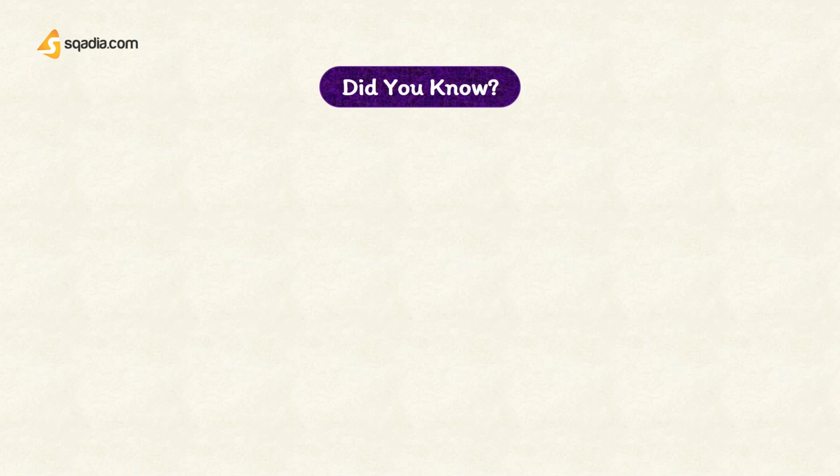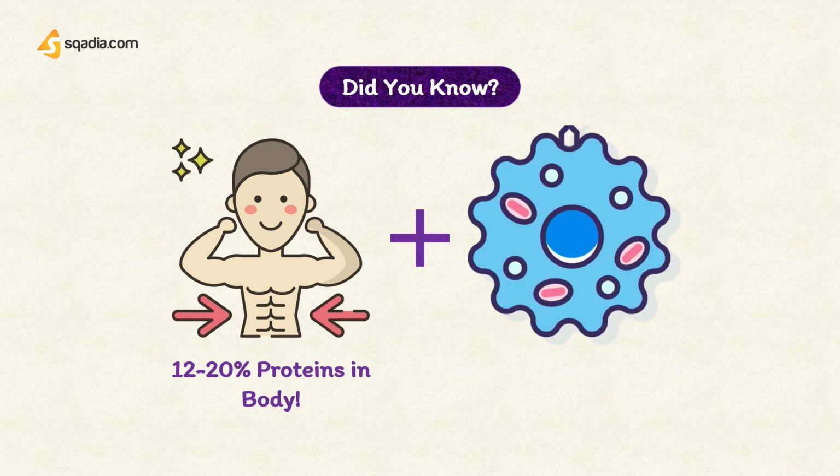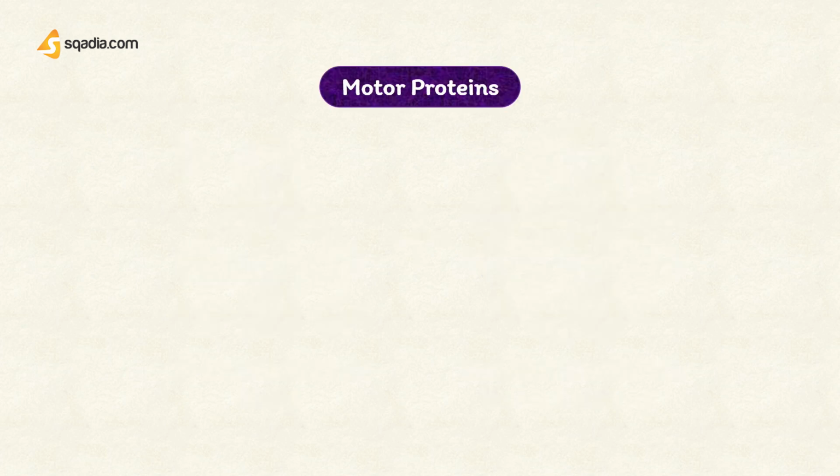Did you know that 12 to 20% of the protein in our body is not just restricted to building body mass, but is also used as a cargo service to transport various structures here and there? You must be confused right now, but I am talking about motor proteins, which are also termed molecular motors.